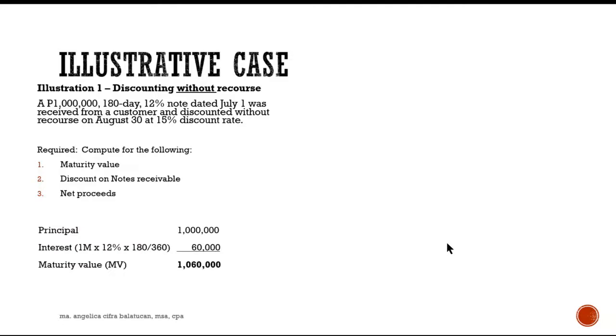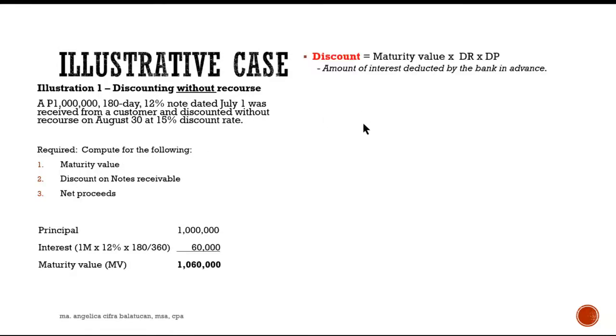Next, we will compute the discount on notes receivable. I just pasted here our answer from previously because this will be needed in the computation of the discount. And what is a discount? That's the amount of interest deducted by the bank in advance. And this was mentioned already in our previous lesson, right? When the note is discounted, it means advance interest.